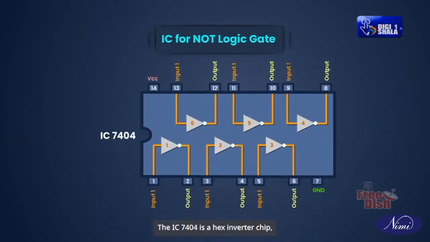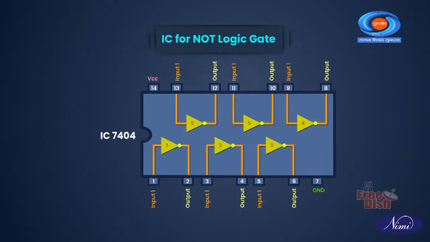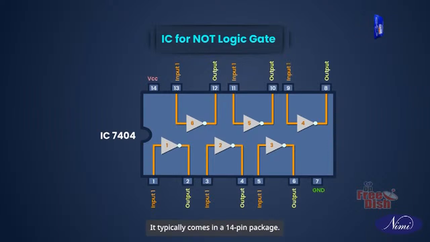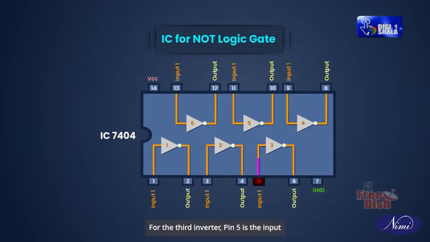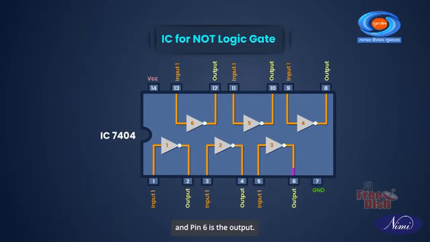The IC 7404 is a hex inverter chip, which means it contains 6 independent inverter gates. It typically comes in a 14-pin package. Let's see its pin configuration. Pin 1 and Pin 2 form the first inverter, with Pin 1 as the input and Pin 2 as the output. The second inverter consists of Pin 3 as the input and Pin 4 as the output. For the third inverter, Pin 5 is the input and Pin 6 is the output. The fourth inverter uses Pin 9 as the input and Pin 8 as the output.